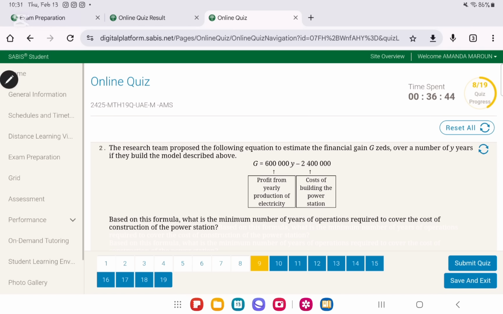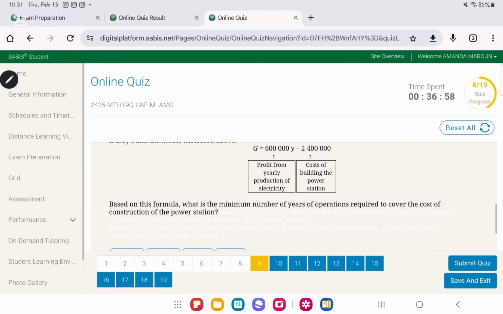The research team proposed the following equation to estimate the financial gain G over a number of Y years if they build the model described above. They said, based on this formula, I don't know what this is in white, let us ignore it. So based on this formula, what is the minimum number of years of operations required to cover the costs of construction of the power station? To cover the cost means that there is no debt, or there is no negative number in the solution.